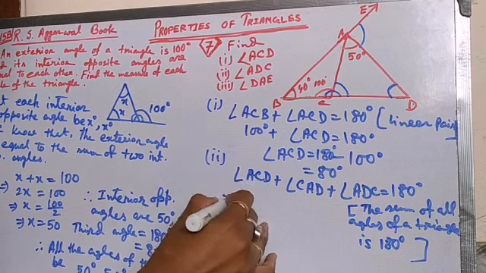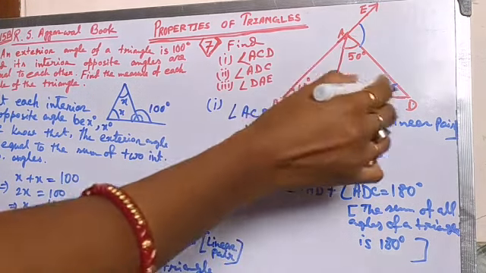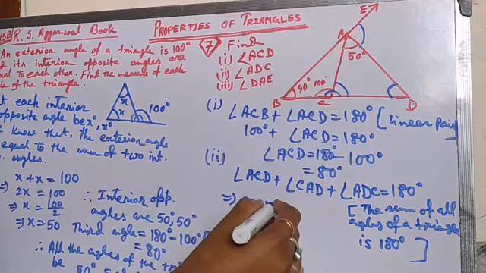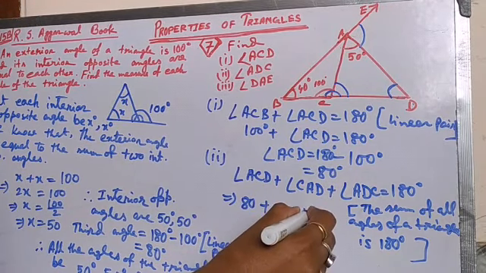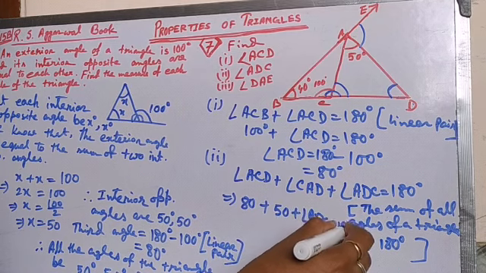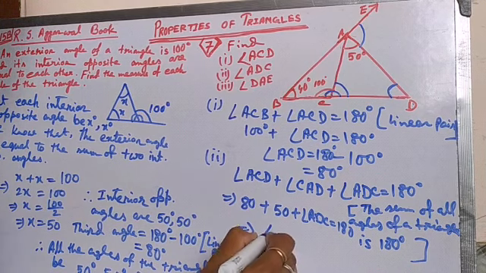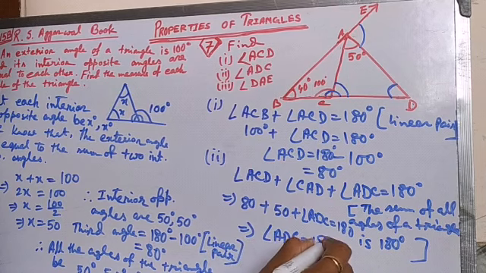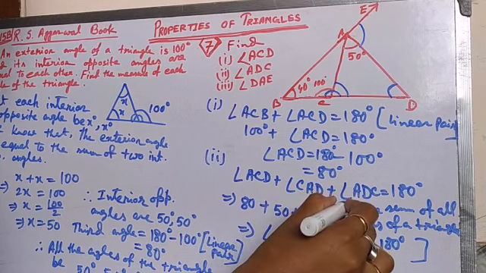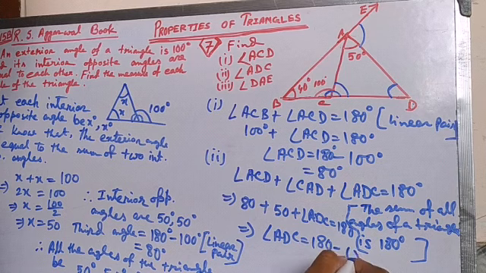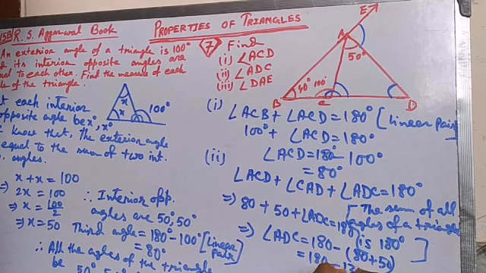Then we can put the values. ACD, that is 80 degree, plus CAD, that means 50 degree, plus angle ADC equal to 180, implies angle ADC equal to 180 minus (80 plus 50), that means 180 minus 130, that is 50 degree.